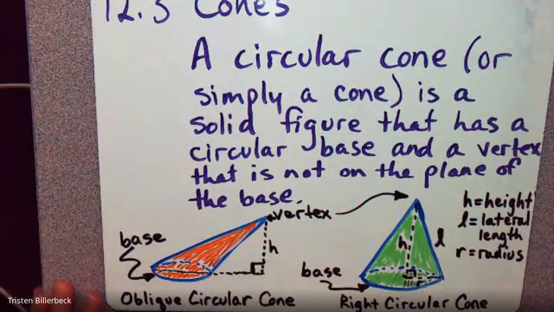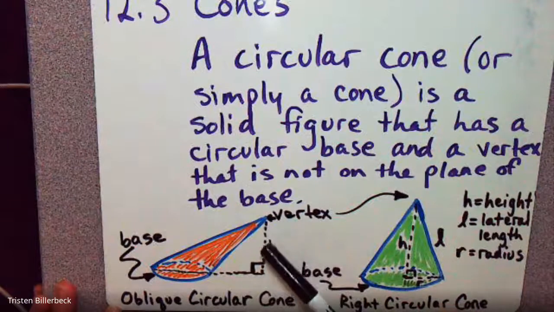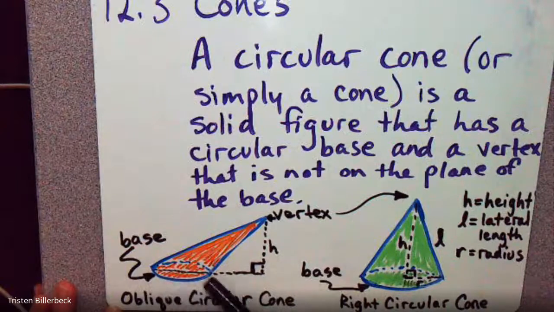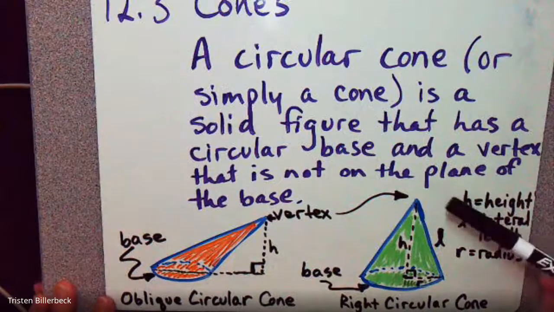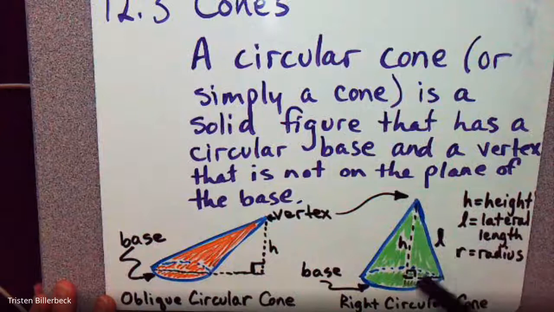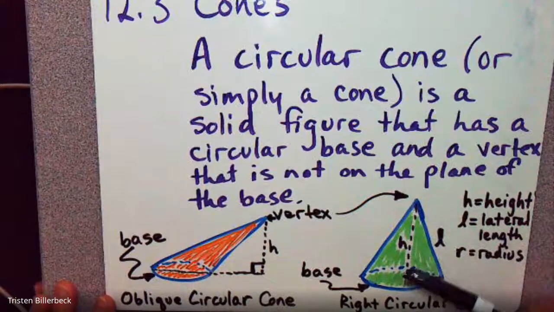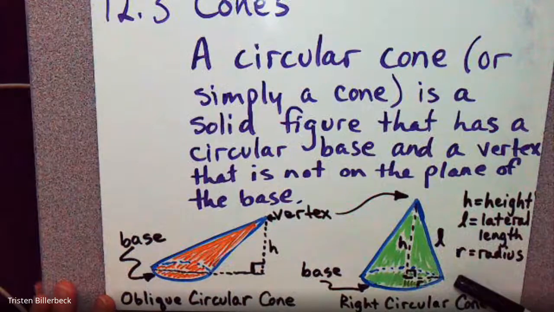Now these are drawings of an oblique circular cone. An oblique circular cone means that the height is not intersecting the center of the base at a right angle. When we do have that special situation where the height intersects the center of the circular base, then that is a right circular cone. So the height here is making a right angle with the radius here.